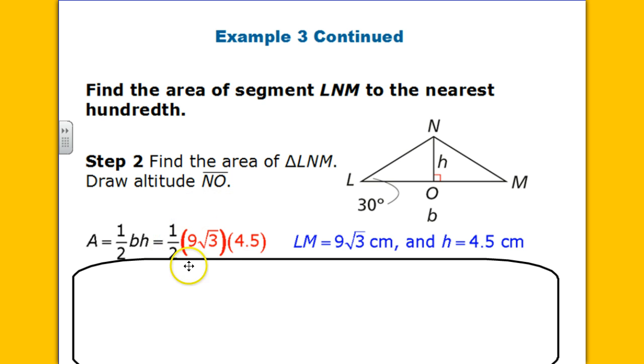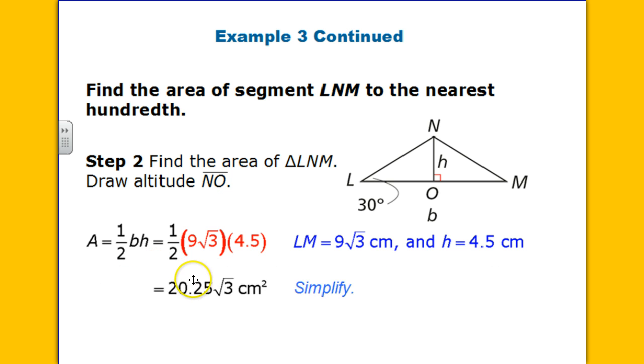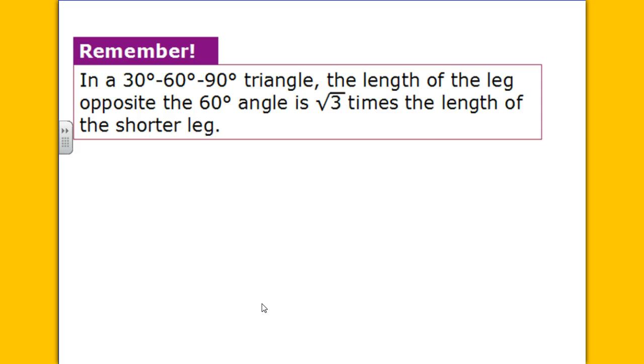I'm sorry, the base here, we need to take a look at that again, because if the shortest leg is 4.5, then the base would be 4.5 times the square root of 3, right, of this small 30, 60, 90. So we have two of those, 4.5 square root of 3 plus this other 4.5 square root of 3 to give us the entire base of this entire triangle. So we have 9 times the square root of 3 times 4.5, all divided by 2 or multiplied by 1/2. So let's find that. And we have 20.25 times the square root of 3 centimeters squared. So that's your area of the triangle.